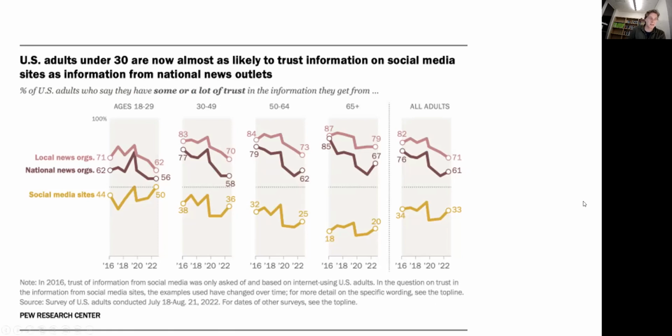And here I've got statistics from the US, from the Pew Research Center, where we have seen a change, though, in the US, that the younger generations now are almost as likely to trust information on social media sites as they are information from national news outlets. You can see, though, that it's coming from a lower base, with even in the younger generations, below 50% who said that they would trust social media. That's now gone up to 50%. And you can see that the trust in traditional news is dropping across the board.